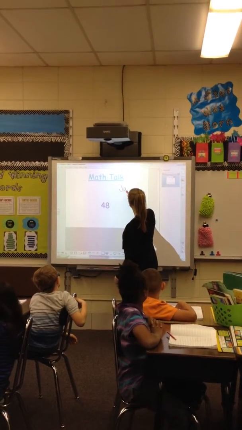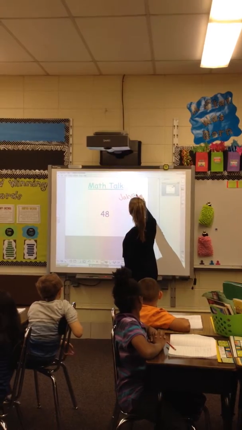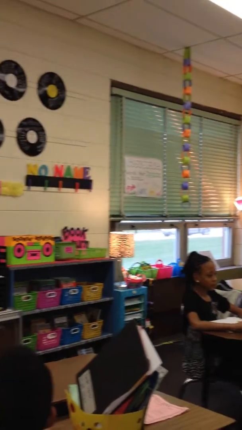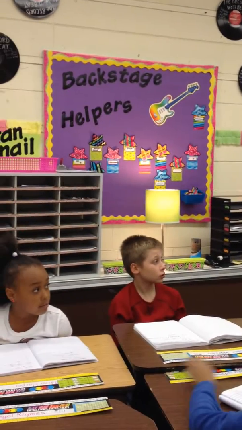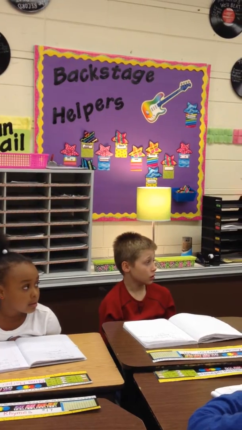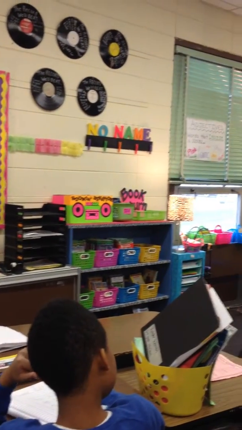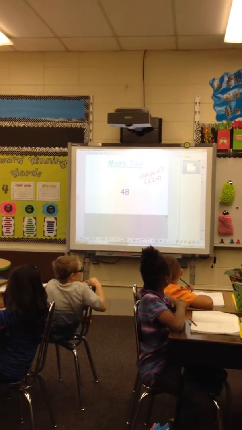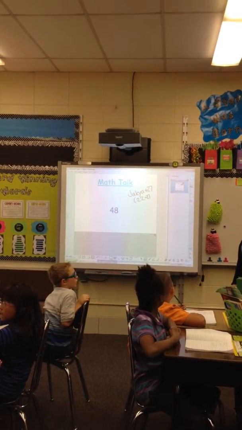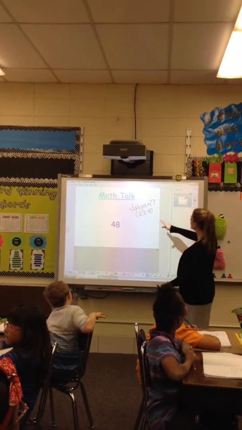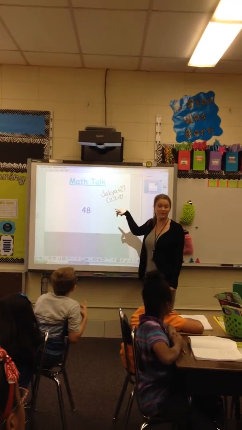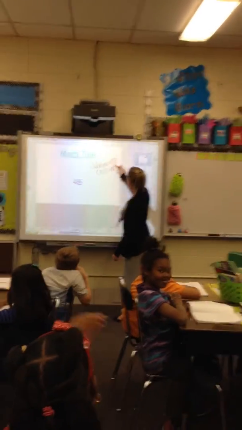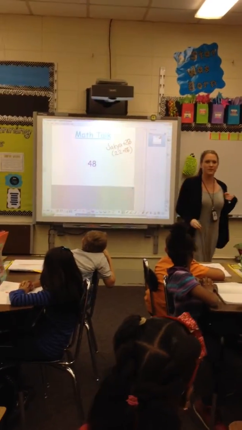Can you explain how you got that? Because 22, which is Jekiah's number, plus 27 is going to equal 48. So Jekiah's classroom number is 22. What's 22 plus 27? 49. What can we change this addend to make this sentence true? A 6. Excellent. So Jekiah's classroom number plus 26. Nice job.